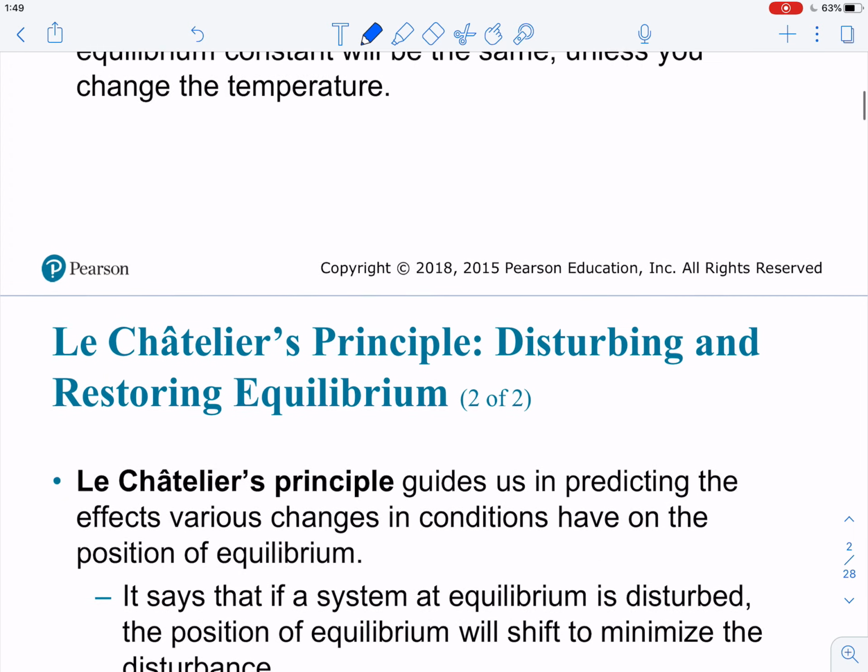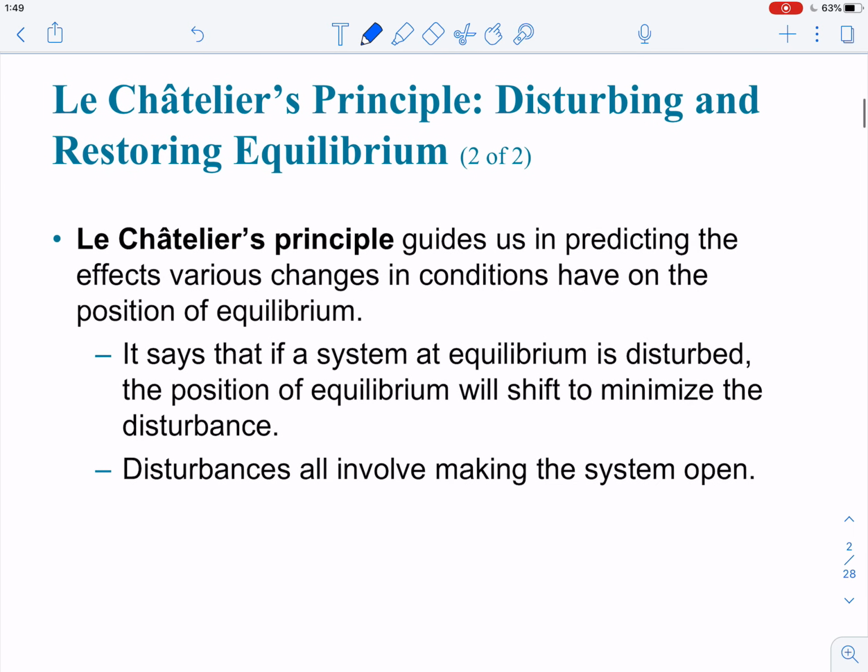Okay, so Le Chatelier's principle is a principle that we use to predict what happens to the equilibrium when you cause a disturbance. And in a nutshell, what it means is that whatever disturbance you make, the equilibrium will respond in such a way that it will minimize the impact of that change. Okay, so we want to minimize that disturbance, whatever it is.